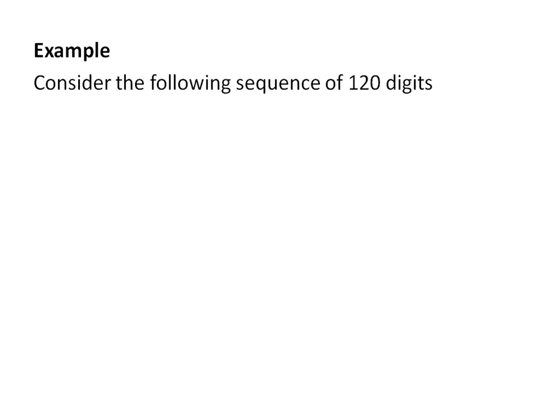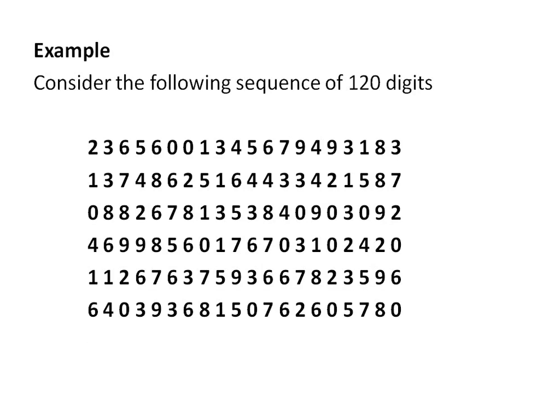Consider the example. Here sequence of 120 digits. So here the most of the digits are repeated. So the gap is, here we have to find gap between each digits. So starting from first digit, so there are 10 digits 0 to 9. Starting from very first digit, that is 0. So the first occurrence of 0 is here and the second occurrence of 0 is very next to the first 0. So the gap between these two 0 is 0.